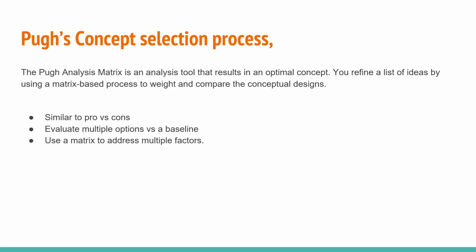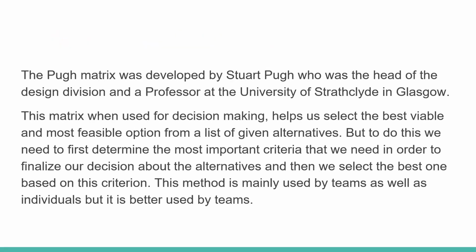Next is the Pugh concept selection process. The Pugh analysis matrix is the analysis tool that results in the optimal concept. You refine a list of ideas by using a matrix-based process to weight and compare the conceptual designs. First, it is similar to pros versus cons. Evaluate the multiple options versus a baseline. Use a matrix to address the multiple factors.